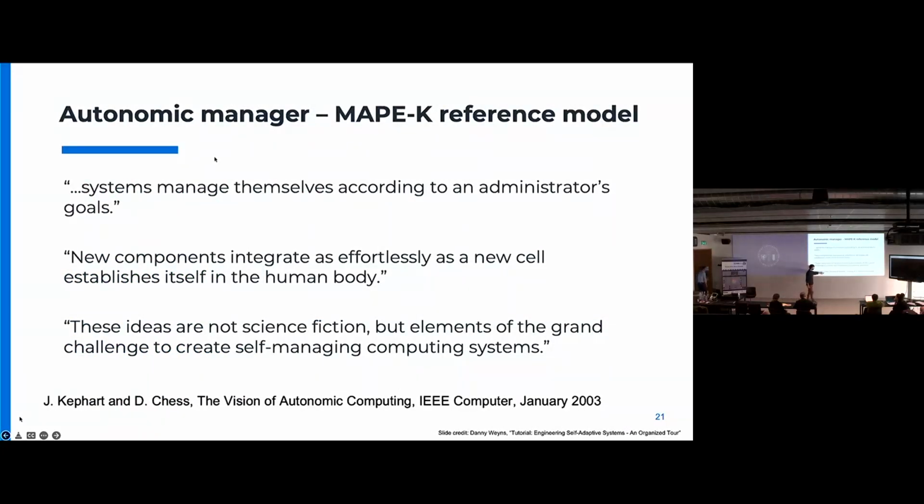Okay, this was about automation, and it all started from a paper that you might have heard of. It's called the Vision of Autonomic Computing. Have you checked this paper before? It's a pretty nice one to check. It's really a visionary paper, right? In 2003, some guys from IBM really wrote sentences like: systems that manage themselves according to an administrative goal. New components integrate as effortlessly as a new cell establishes itself in the human body. They were inspired by the human body as an organism, right? Pretty interesting. And they said these ideas are not science fiction, but the elements of a grand challenge, which is still ongoing. We still have the grand challenge of how to develop such systems, okay?